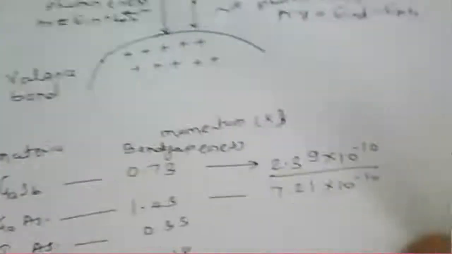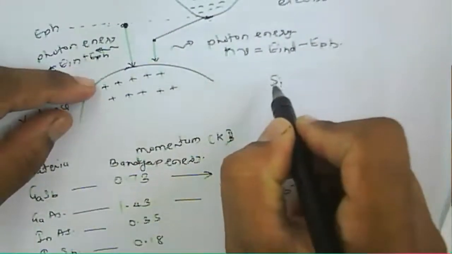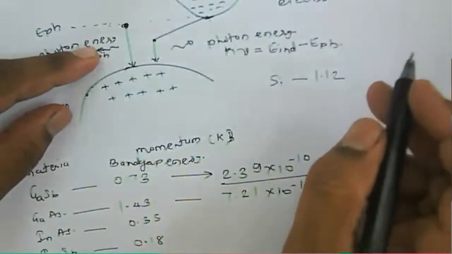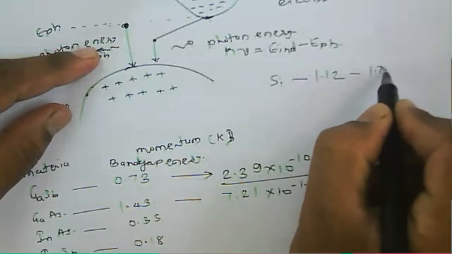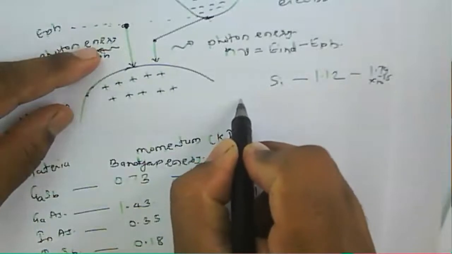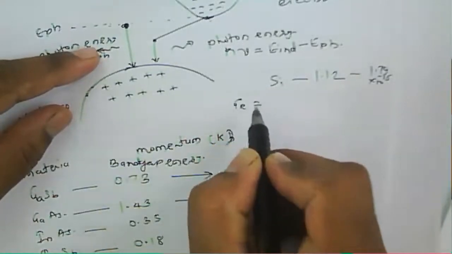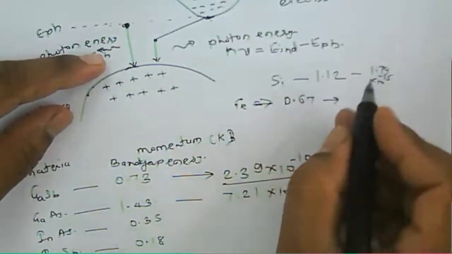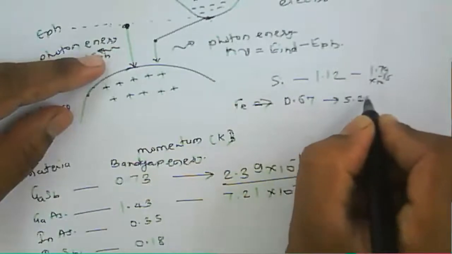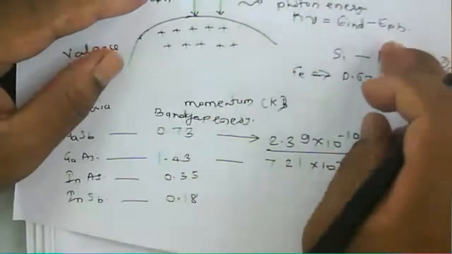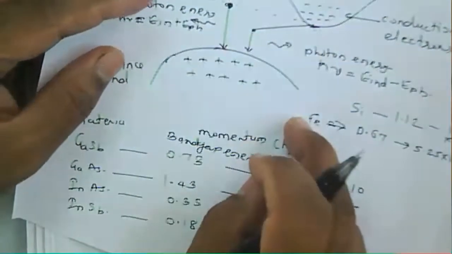Now consider an indirect material, silicon. It has a band gap energy of 1.12 and a recombination rate of about 1.79 times 10 to the power minus 15. Similarly, for germanium, the band gap energy is about 0.67, and the recombination rate is about 5.25 times 10 to the power minus 4. So that covers direct and indirect recombination materials.